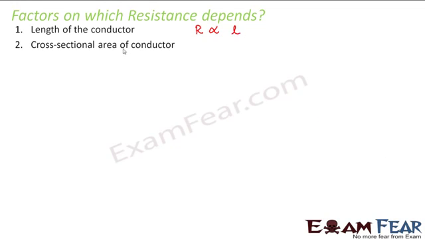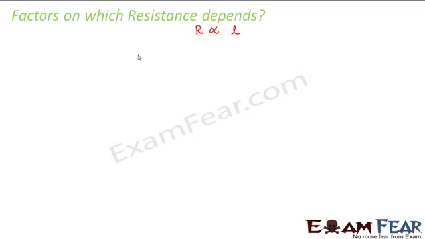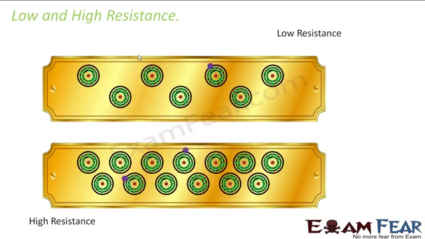Next one is the cross-sectional area of the conductor. Now if you increase the cross-sectional area of the conductor, what will happen? Again, let us look at this slide. Let us suppose I increase the cross-sectional area, that means if this width is increased, what will happen? The number of collisions will decrease because the number of atoms will remain the same. If you increase the cross-sectional area, that will not increase the number of atoms. The number of atoms will remain the same, but we are adding some extra space. Therefore, the collisions will reduce because the free electrons will get some extra space to move about freely.